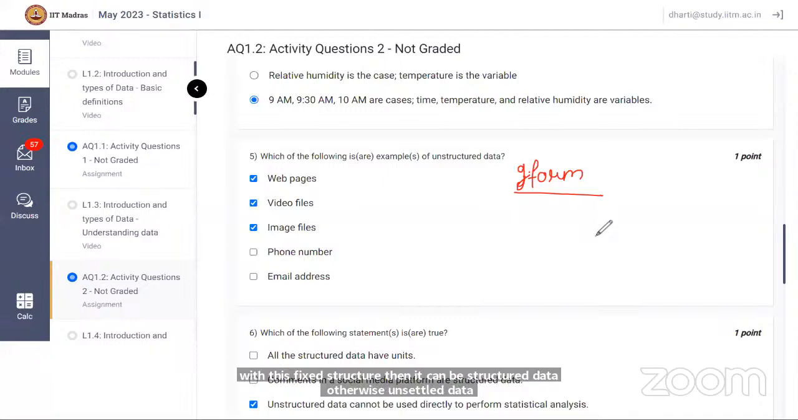Just a minute. Yeah, now you can unmute yourself. Hello. Yeah, wait a second.